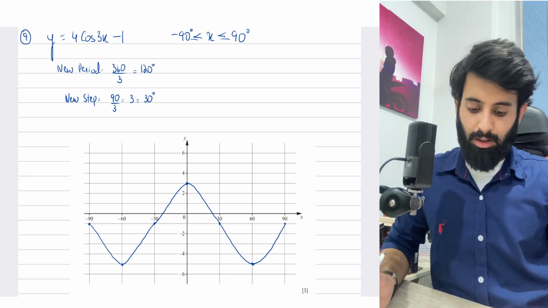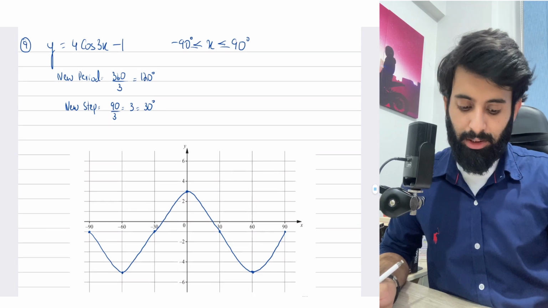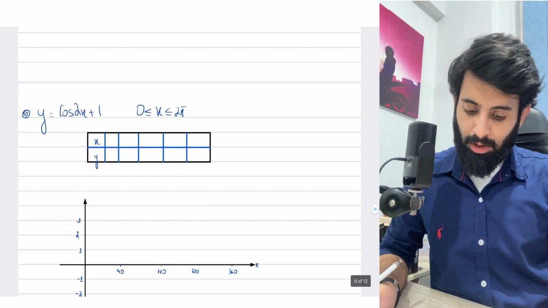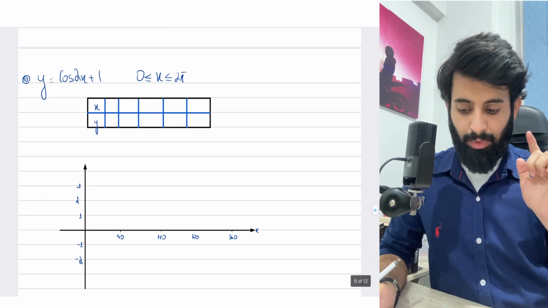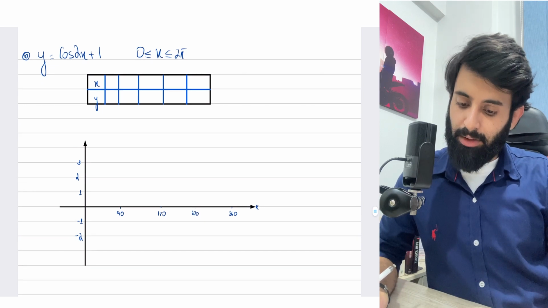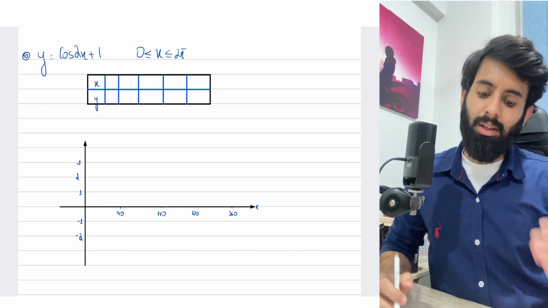There you go. And now you have your graph of y equals 4 cos x minus 1 from minus 90 to 90 degrees. Okay, so I'm just going to do one more example in this video, and the rest I'm going to do in the next video. Here you have y equals 2 cos x plus 1, and this time we have our angle in radians.